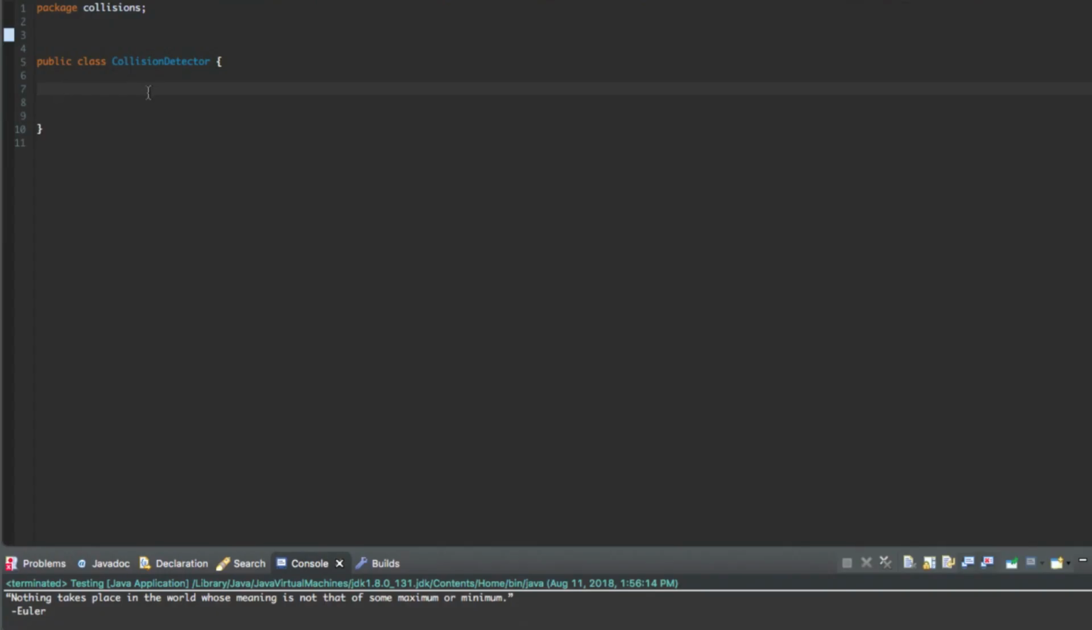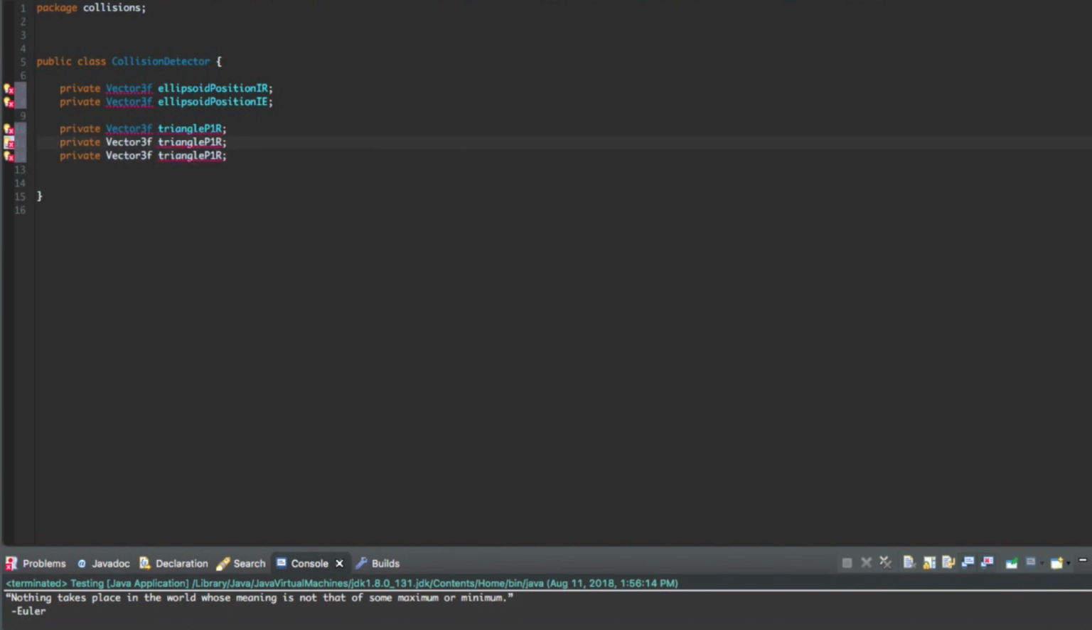So we'll move into our collision detector. I'm just going to start out by declaring a bunch of objects that we will be using. The first one is going to be a Vector3f, and we'll call it ellipsoidPositionIR because it is the position initial in real space. Next, we'll need an ellipsoidPosition, and that is the initial position in E space. And next, we will need a Vector3f called triangleP1R, the first point of our triangle in real space. And we're going to need 3 of those, so P2R and P3R.